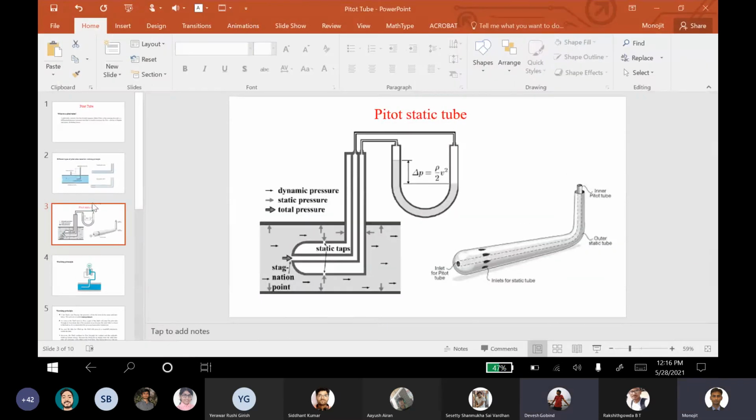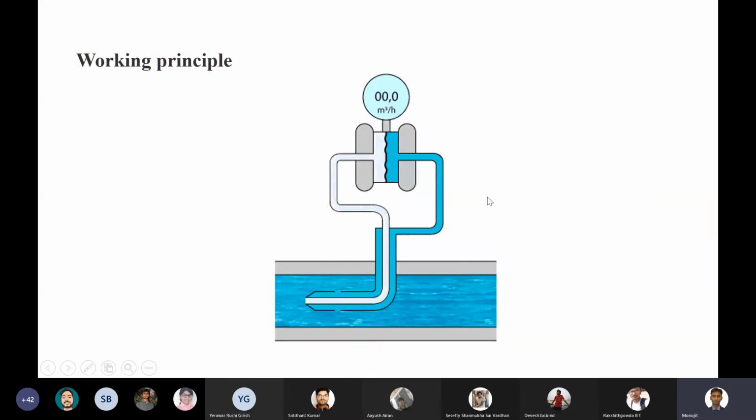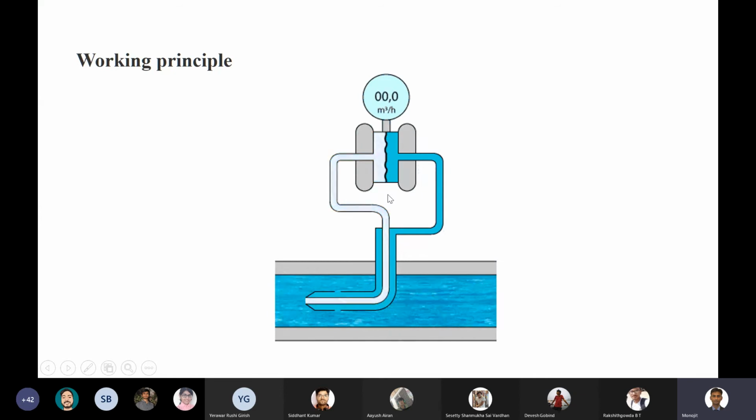Okay, so I have a small animation where, instead of a manometer, if you place a pressure transducer, you can directly measure the pressure using the deformation of your diaphragm. See how it works. This is a pitot-static tube. So you put a diaphragm here.